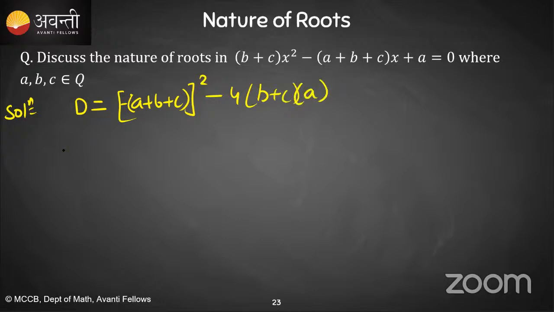This is D, right? So expand it. This is written as (a plus b plus c) whole square minus 4ab minus 4ac. So what is (a plus b plus c) whole square?